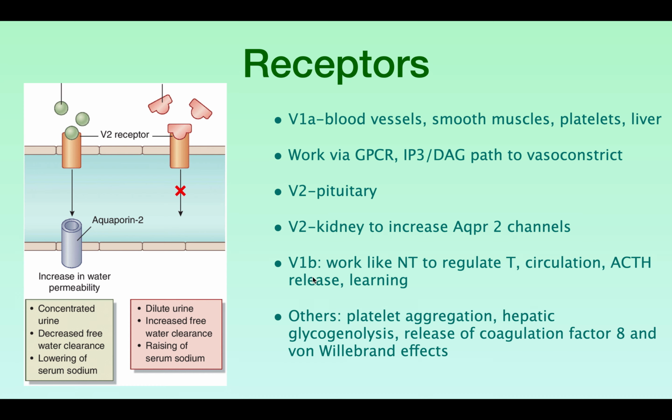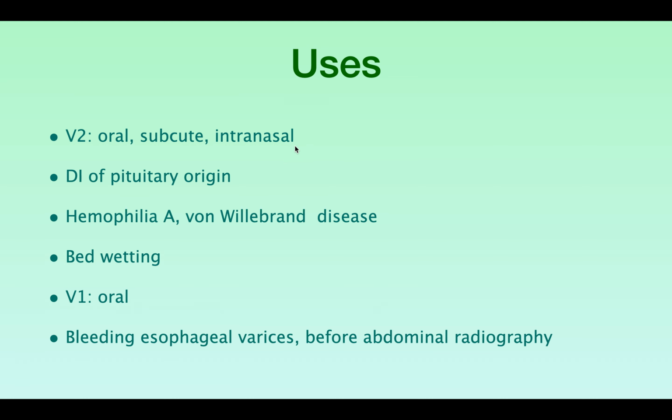Okay, so V1B will work like a neurotransmitter, and that will regulate temperature, circulation. ACTH is going to be regulated and released. Also has a role in learning. Okay, so V2, you can use it to treat central diabetes insipidus, hemophilia A, von Willebrand disease, also used to treat bedwetting.